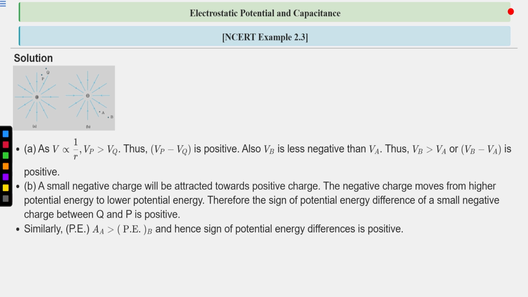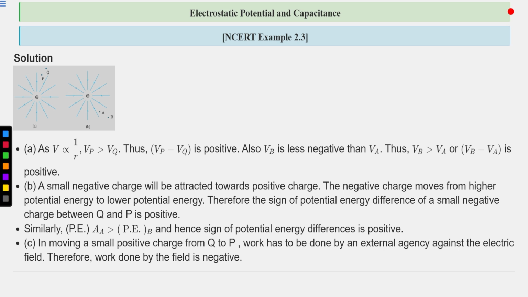Similarly, when we move a negative charge from B to A, the source charge is also negative and the test charge is also negative. So it will repel it. We are doing work against the electric field of this negative source charge. We are doing work against the electrostatic field. So potential energy at A will be greater than at B. So the sign of the potential energy difference will be positive. Okay.